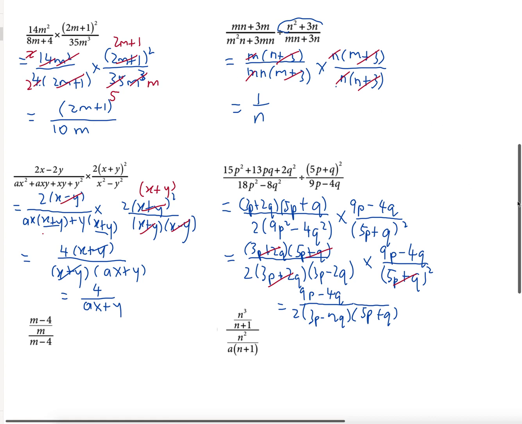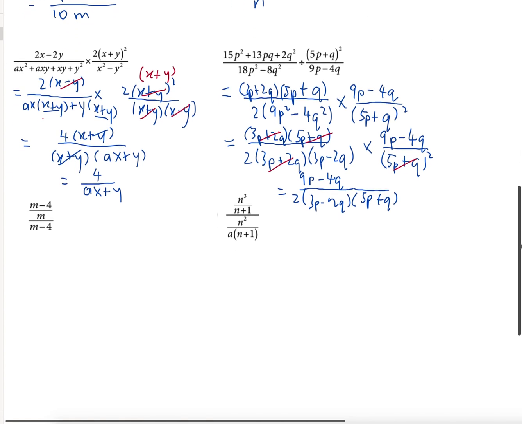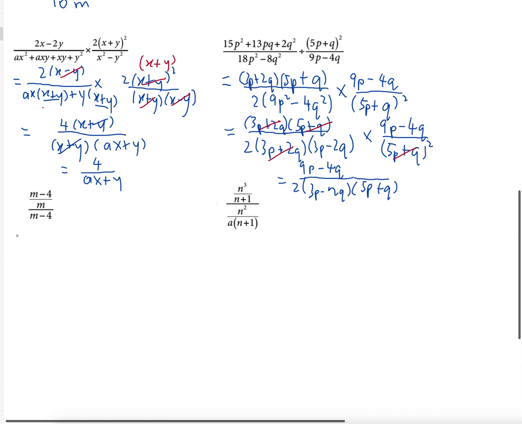In the last two examples, the fractions look complicated, but when we have fractions like that, we rewrite it as a fraction divided by this fraction. So here, change to multiplication, that this becomes 1 over m minus 4. Then we can cancel.